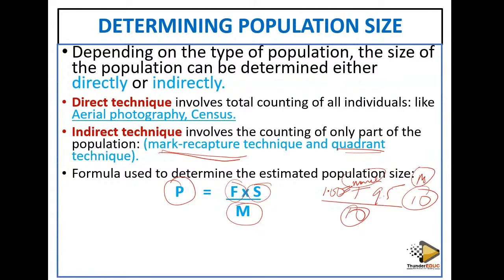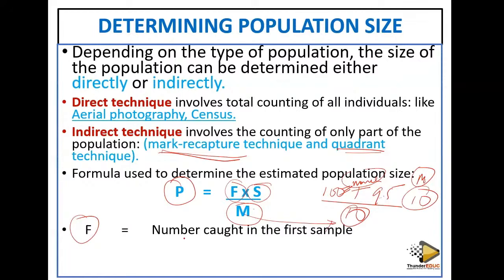Remember, you capture them, you mark them, you release them. Then in the second capture, you capture again. Amongst these ones you have captured, there will be those which you marked before. So we call them recaptured. Understand? That's why I call it the mark-recapture method or technique. And then divide by this M, which means the number of individuals which were recaptured.